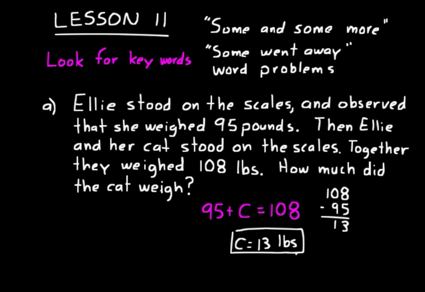Now, did we answer the question correctly? Yes, we did. The question was, how much did the cat weigh? The cat weighed 13 pounds. So we've answered the question correctly, and we've checked our work to see that we did the problem right. So on word problems, read them through once. Look for key words in the problem to help you decide what to do. Solve it, check your work, and make sure you're answering the question correctly.